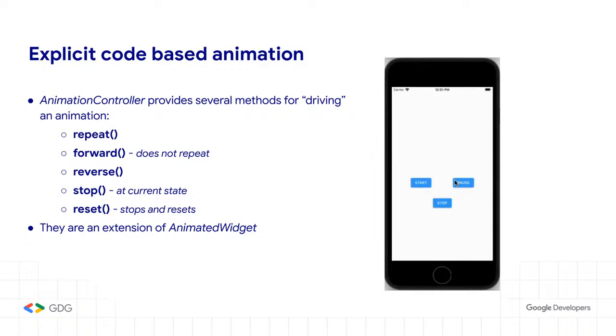And reverse is when, let's say, you've started the animation, and if the user clicks on the reverse button, it stops at the current state and then it starts reversing the animation. Stop is when you start the animation and then you stop at the current state. If the user clicks on the stop button, it stops at the current state. And reset is when you stop the animation but then it resets itself to start. So it's more like repeat, but then you stop and then you repeat from the beginning. So they are an extension of the animated widget.